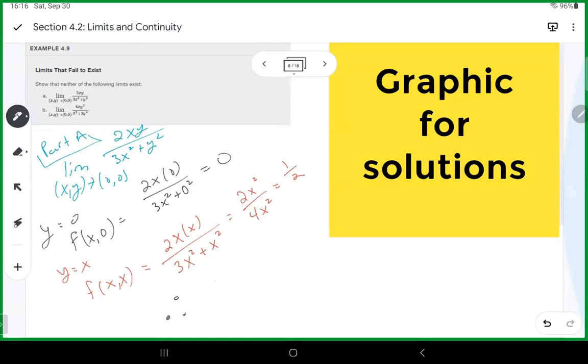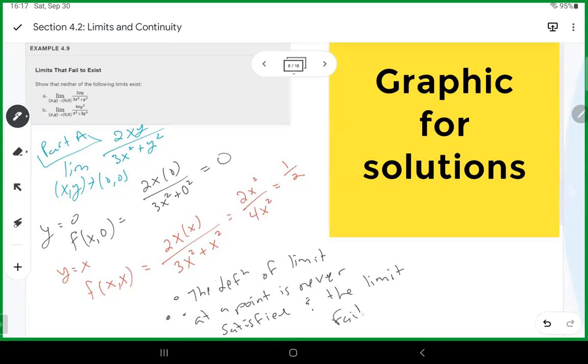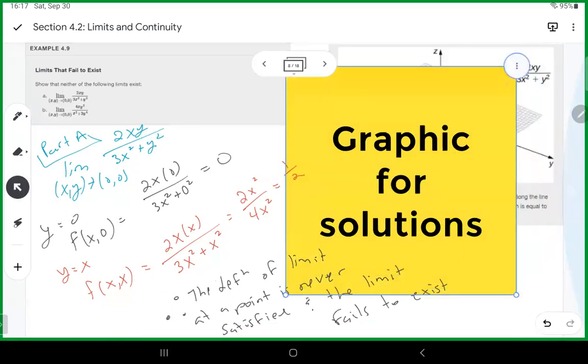So the definition of limit at a point is never satisfied, and the limit fails to exist. Okay, so I do want you to see this graphic.